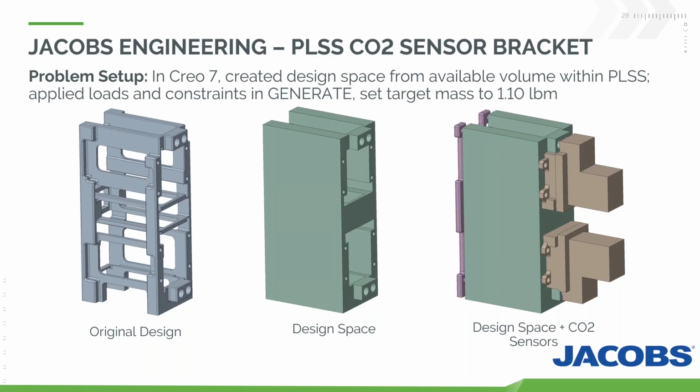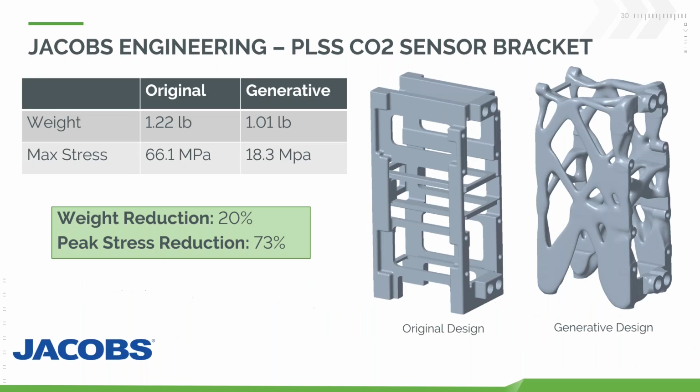There were some rules around the stresses that it had to be able to handle. I think it was 18.5 Gs in any direction. So basically this is what they came back with: the original weight versus the generative weight. They reduced the weight by 20%, and reduced the peak stress by 73% using generative design. So that's a fantastic result.